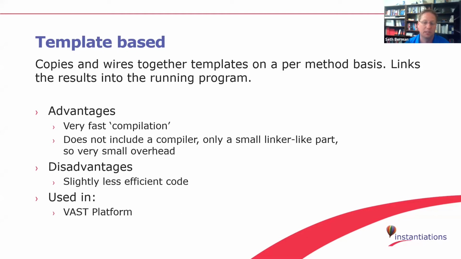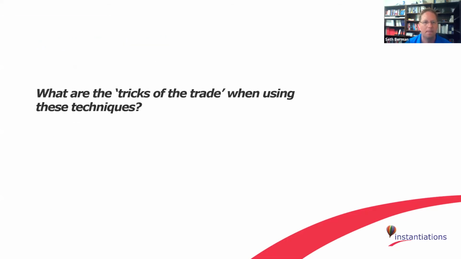The disadvantage is it's going to be less efficient code than an optimizing compiler. I mean, that's absolutely true. But it still buys you a lot because you get to remove the interpretation overhead, which I'll show you the cost of in a moment, and several other optimizations that help give you the 2x, 3x, 4x speedups that we're looking for. And this is what we use in the VAST platform.